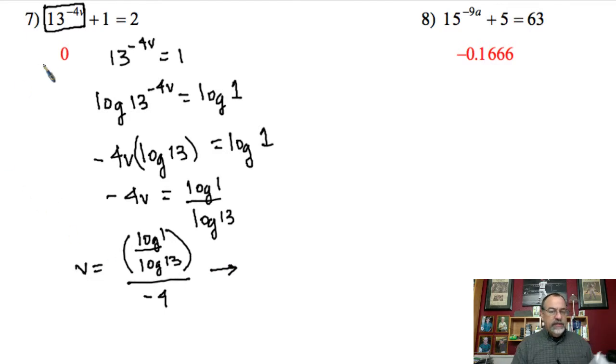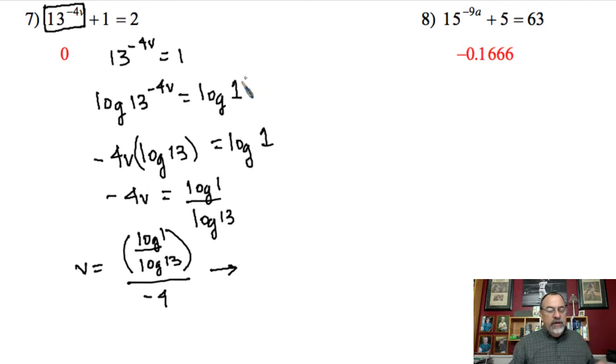Again, I'm going to calculate this just to make sure. So I've got log of 1. I'm going to push enter. That's 0. So I really don't have to go any further, because that's a 0. So log of 1 is 0. 0 divided by this log is still going to be 0. And then that 0 divided by negative 4 is still going to be 0. So I end up with 0.